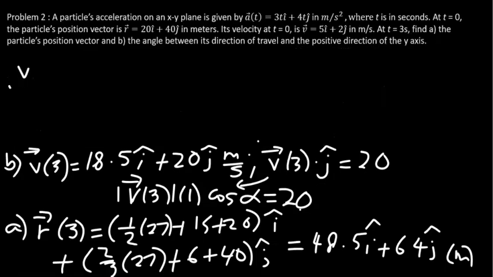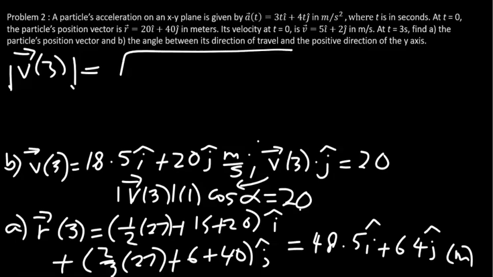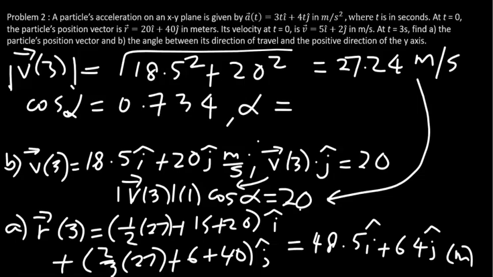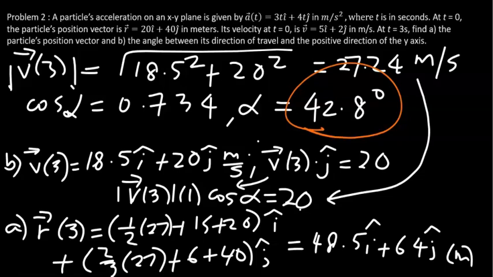The magnitude of the velocity vector at 3 seconds is given by square root of the sum of the square of the components, 18.5 squared plus 20 squared. And that is, substituting this inside of that equation, we can determine cosine alpha to be 0.734, and therefore alpha is 42.8 degrees. And that's the answer for part B. That solves the problem.